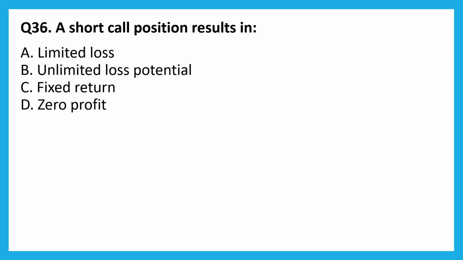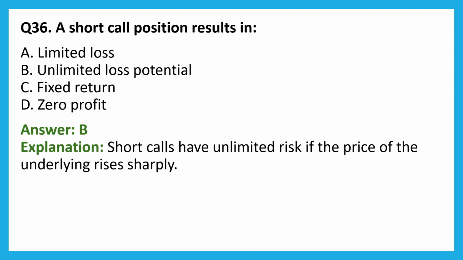Next question. A short call position results in option A limited loss, option B unlimited loss potential, option C fixed return, and option D zero profit. Correct answer is option B. Short calls have unlimited risk if the price of the underlying rises sharply.